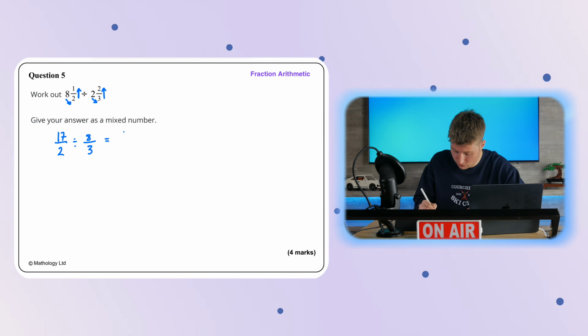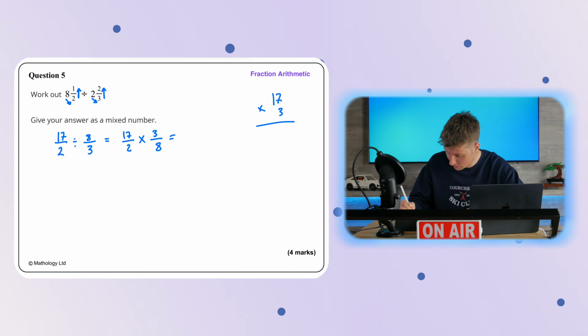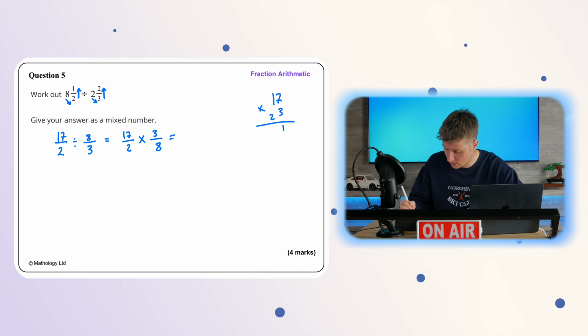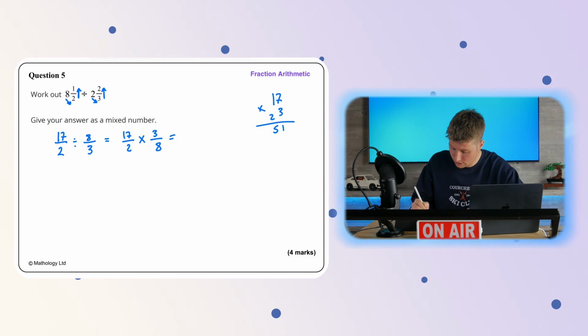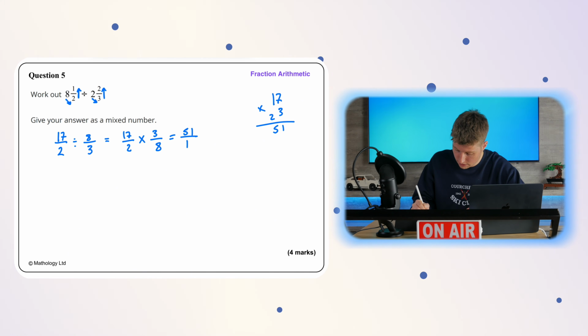To divide fractions, we keep the first fraction, change the sign to a multiplication sign, and then flip the final fraction. So 17 multiplied by 3. 7 times 3 is 21. 3 times 1 is 3. Add 2 is 5. So this answer is 51, and this is divided by 16.